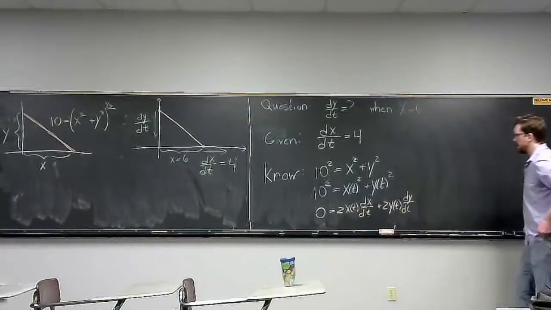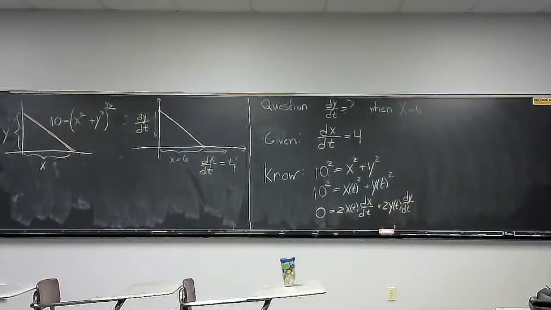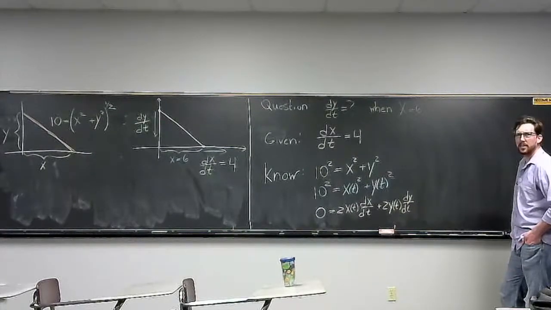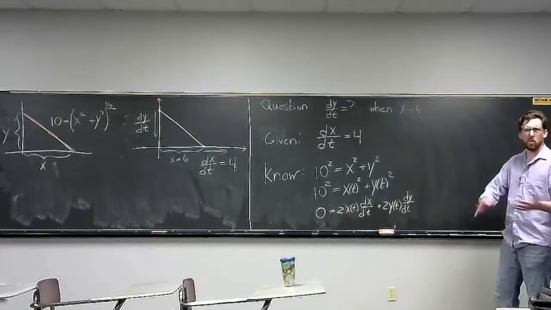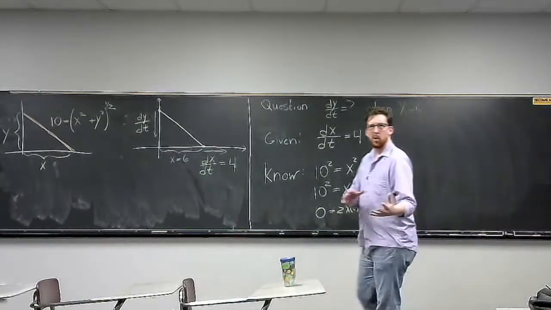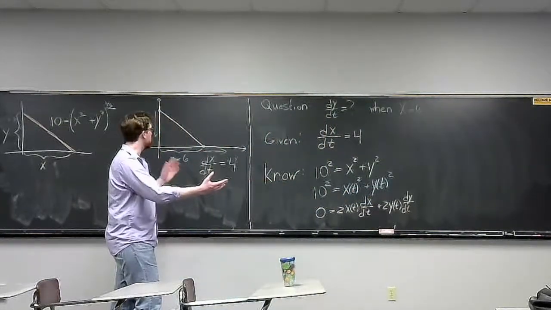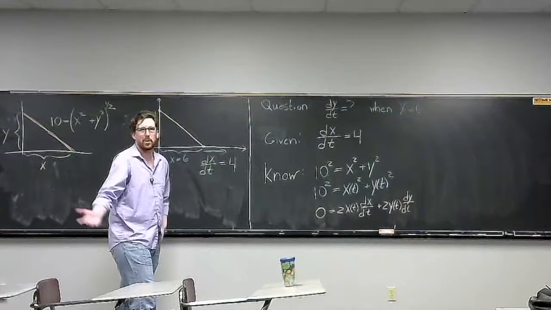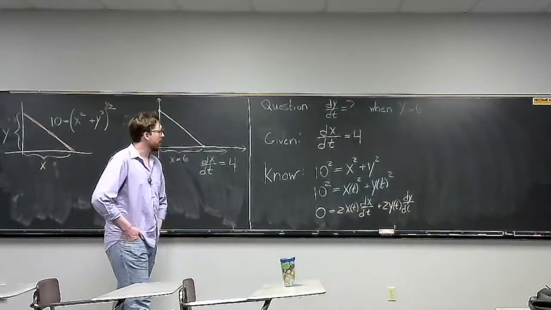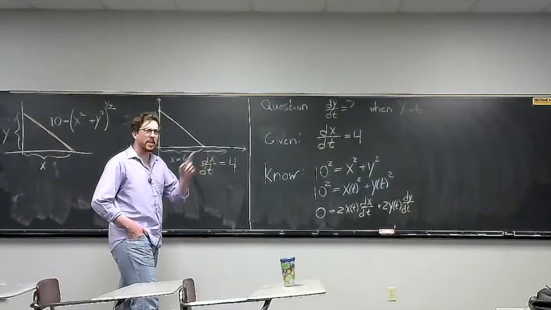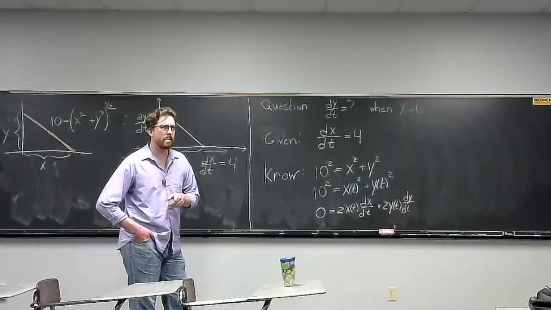Okay. Well, we know that x is going to be equal to 6, because we don't really care what the time is. We just care when the bottom of the ladder is 6 feet away. Time doesn't matter here, really. Okay. Well, if that's the case, then we can also find y.